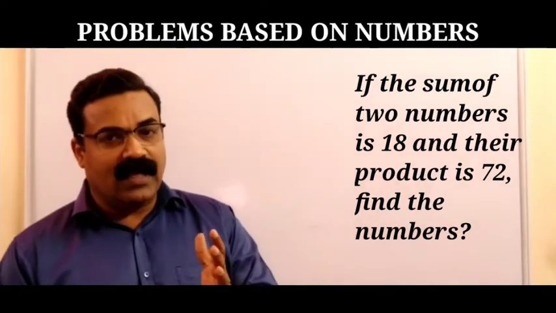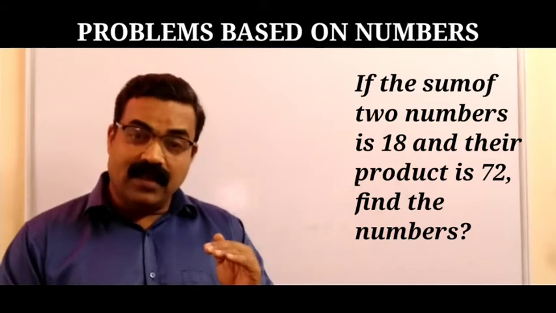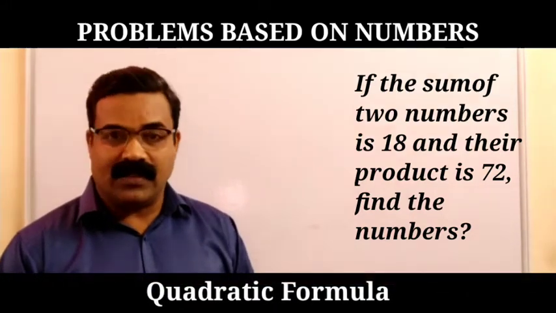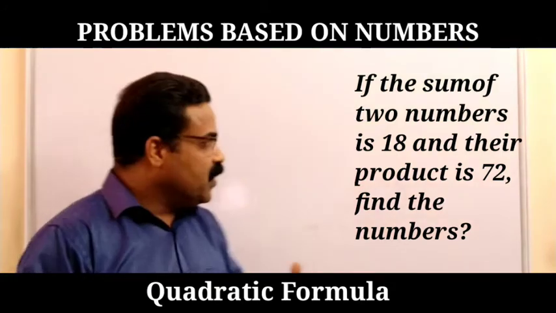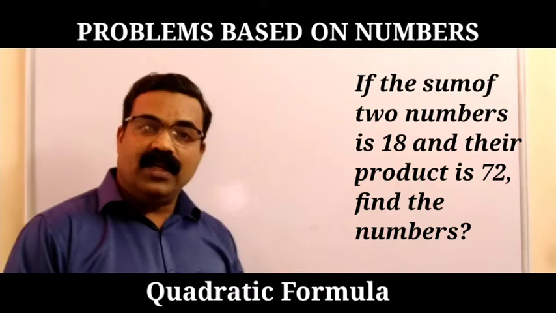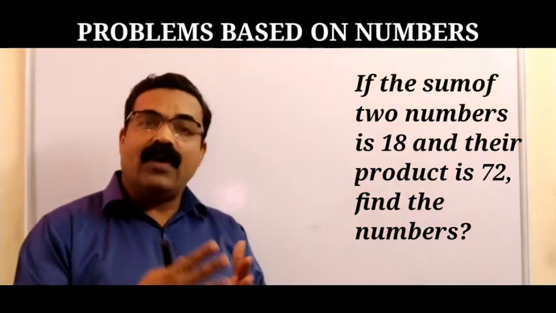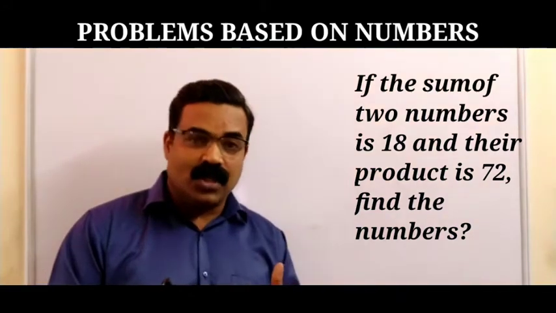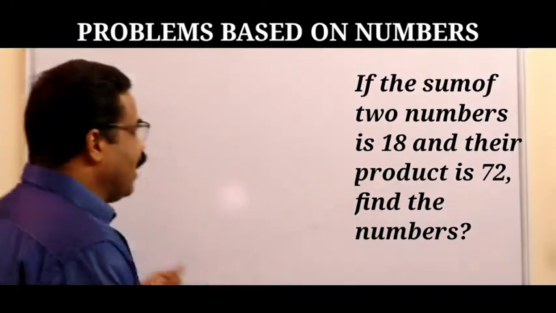The first method I am using here is the quadratic formula. So we should first understand what a quadratic formula is. Let us see the question: the sum of two numbers is 18 and their product is 72. So there are two numbers. When you add these two numbers, you will get 18, and when you multiply them, you will get 72.